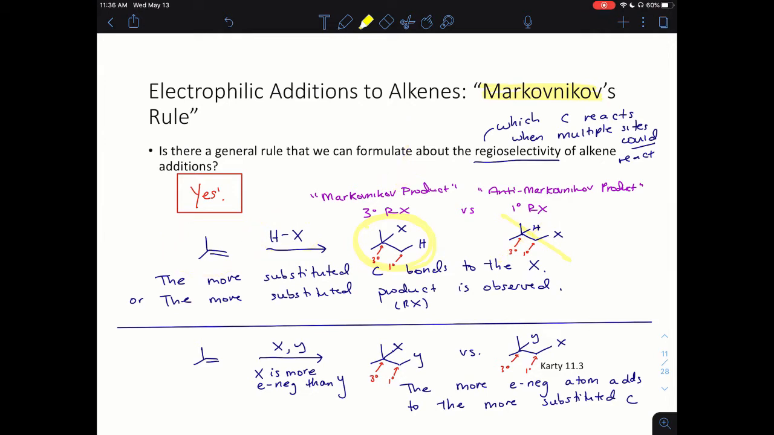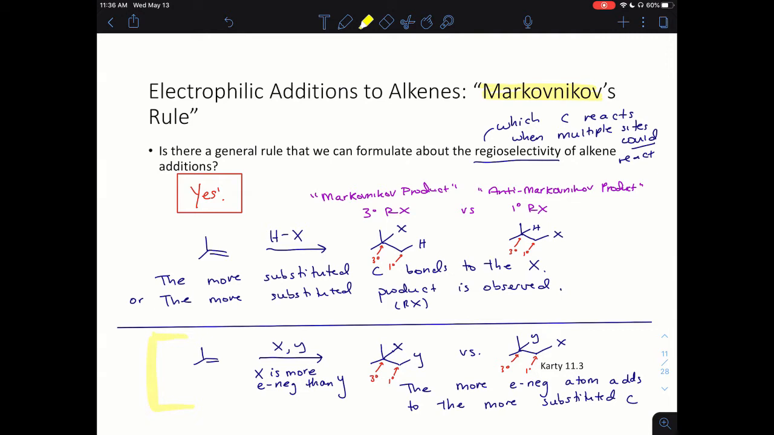It is a rule. It is not a law, all right? It is really just a description of an observation that someone named after themselves. So the more substituted carbon of the alkene, the tertiary carbon, bonds to X, or if you will, the more substituted product is observed. Now, a more general way of stating Markovnikov's rule is written out below. You're going to love this or you're going to hate this, but it is what it is.